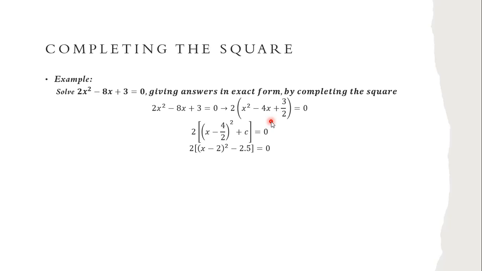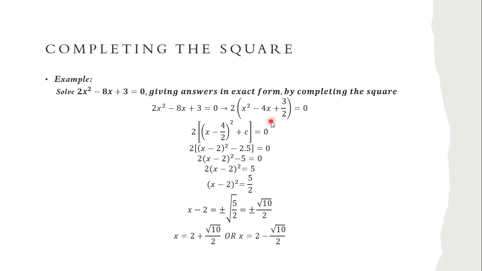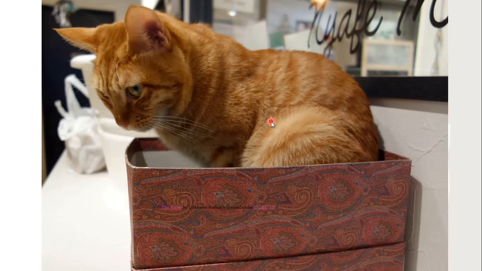So that would be 2 lots of (x - 2) squared minus 2.5 equals 0. Then we times by 2, so we end up with 2 lots of (x - 2) squared minus 5 equals 0. We've now completed the square, but we want to solve. So we move the 5 over to the other side to get this. Then we divide by 2 to get this. Square root, don't forget plus or minus, to get this. And then add the 2. So then you end up with x equals 2 plus root 10 over 2, or x equals 2 minus root 10 over 2.